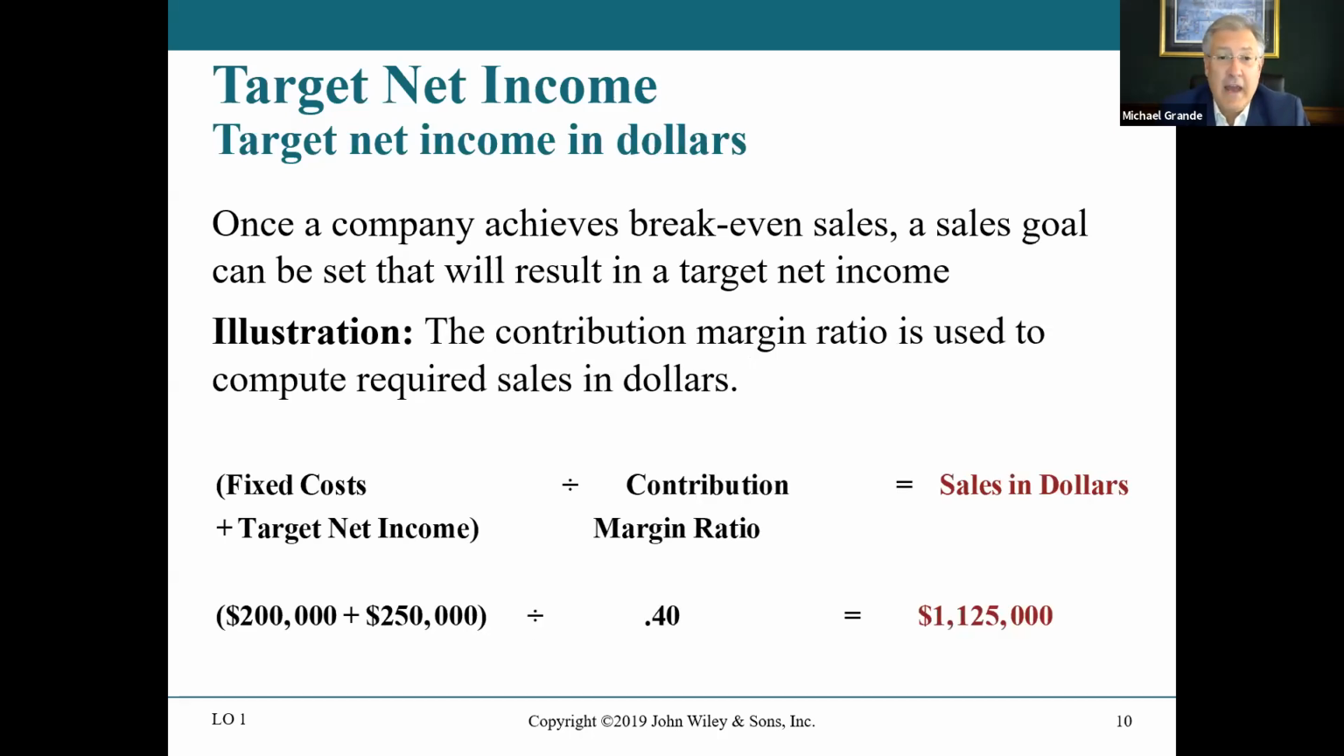We can also calculate target profit in sales dollars by taking the target profit plus the fixed cost divided by the contribution margin ratio, and you see $1,125,000 in sales dollars to achieve a target profit of $250,000.